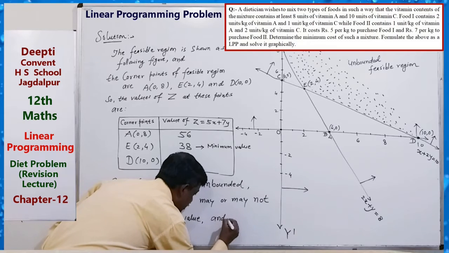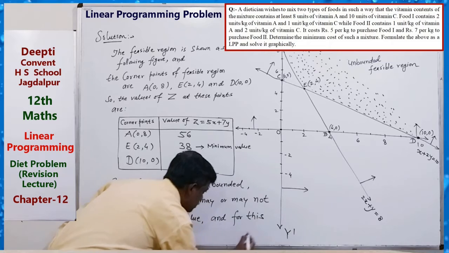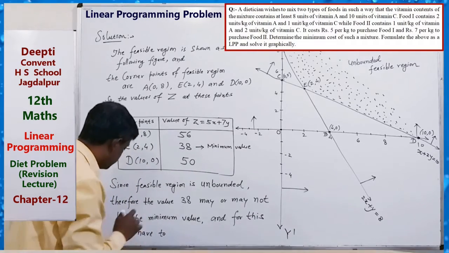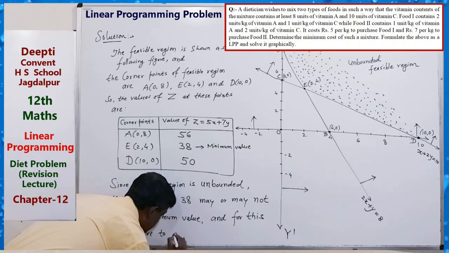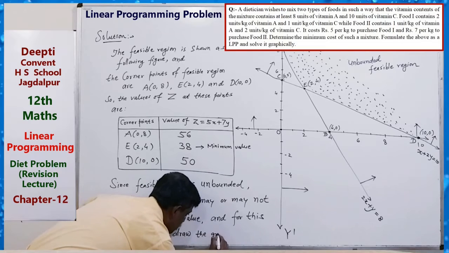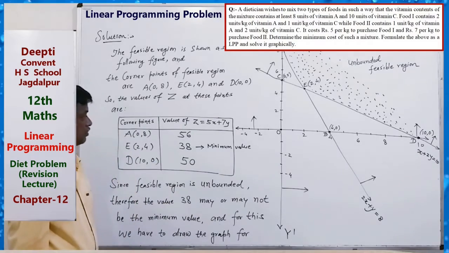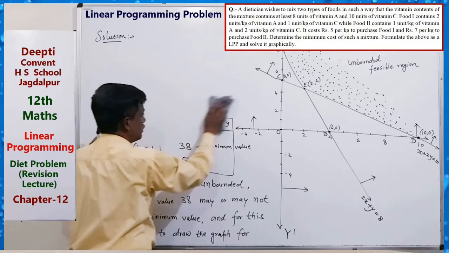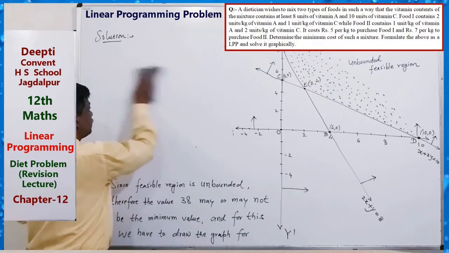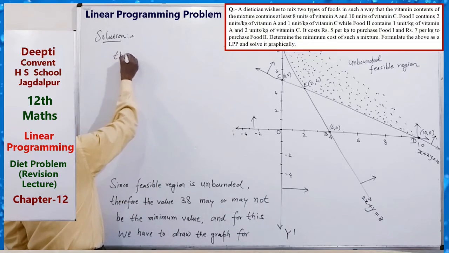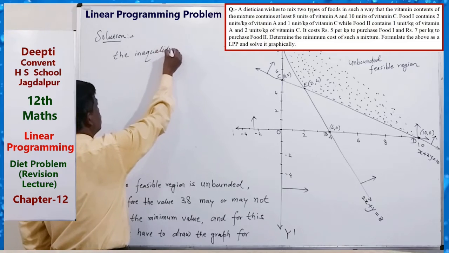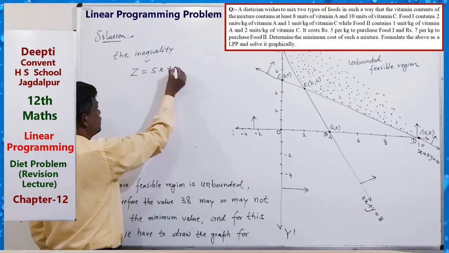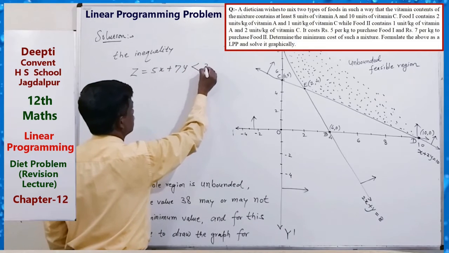And for this, we have to draw another inequality, the solution of the inequality. We have to draw the graph for the inequality. Just take z equals 5x plus 7y is less than 38.